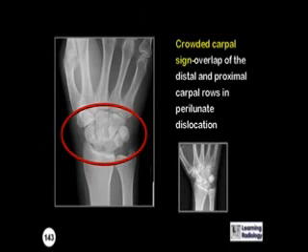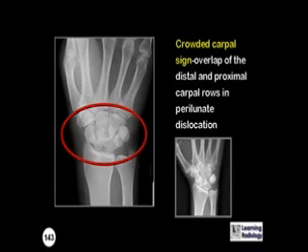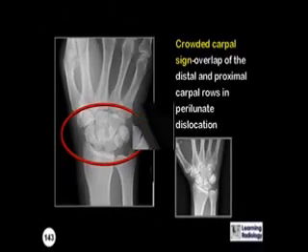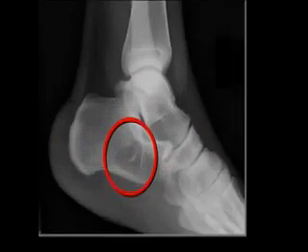This is the crowded carpal sign, in which there is overlap of the distal and proximal carpal rows in a perilunate dislocation. The inset shows the normal appearance of the carpal bones. What is the name of this sign?